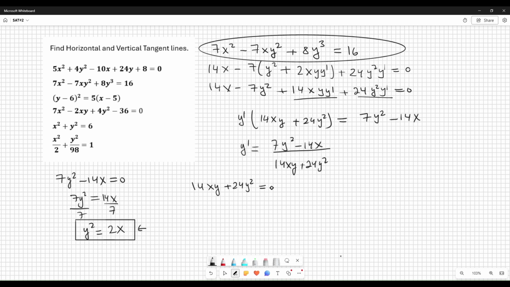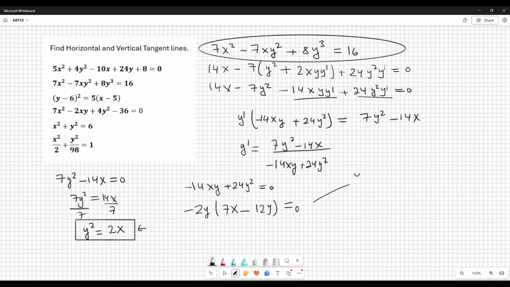So your factorization may be... This is a mistake here. This is a negative. Because this is negative. Okay. This is negative. Then you factor out negative 2. y times 7x minus 12 y equals 0. So we have two solutions.